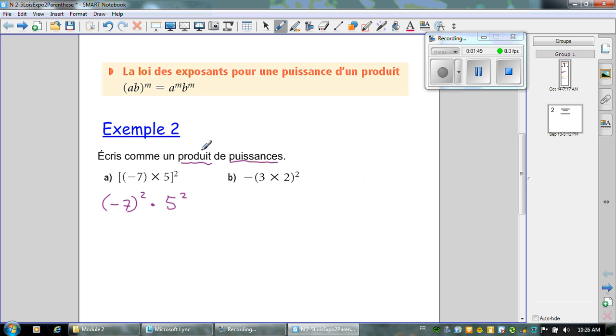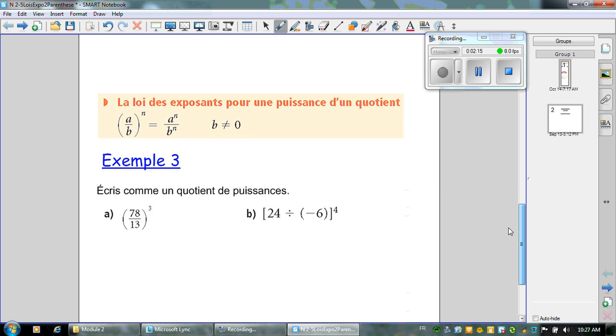I'm not asking you to evaluate. I'm asking you to write as a product of powers, so products of multiplication. So my negative is still there, so it's 3 squared multiplied by 2 squared. There I have a product of powers. That's what I'm asking. I'm not asking you to evaluate, and you just leave it as that.